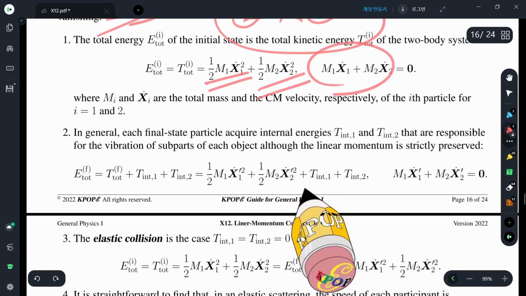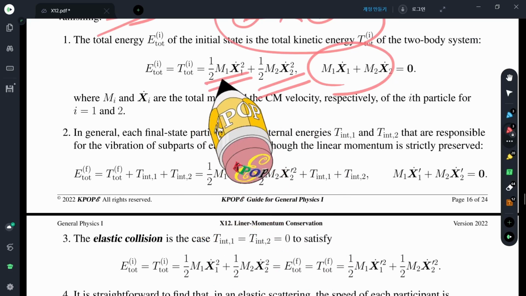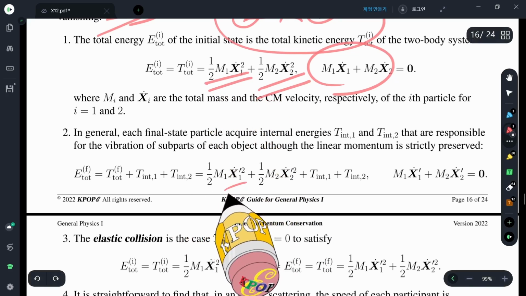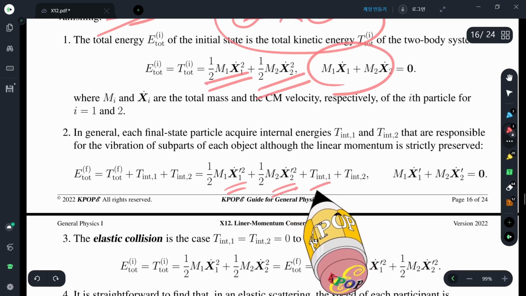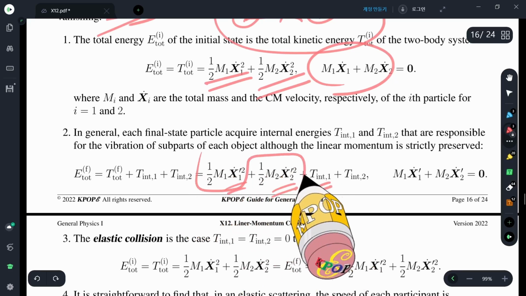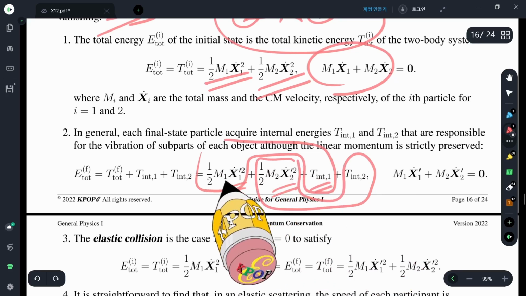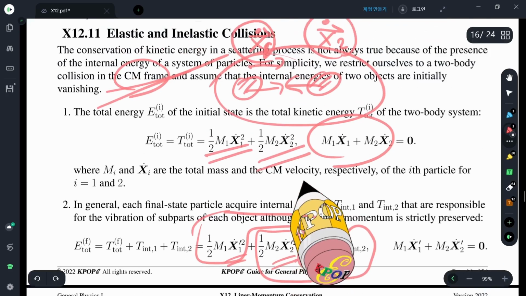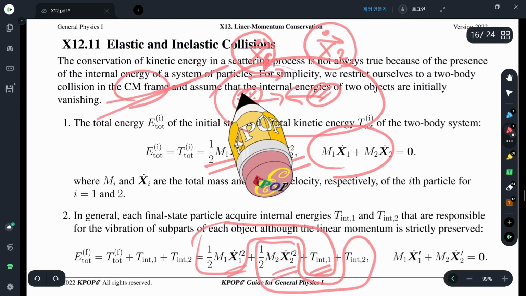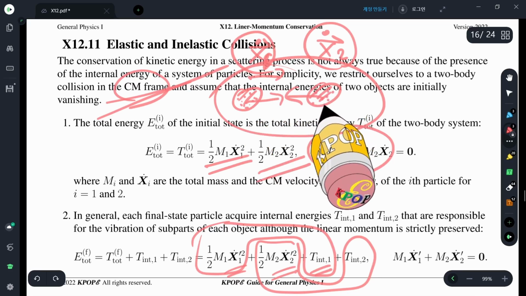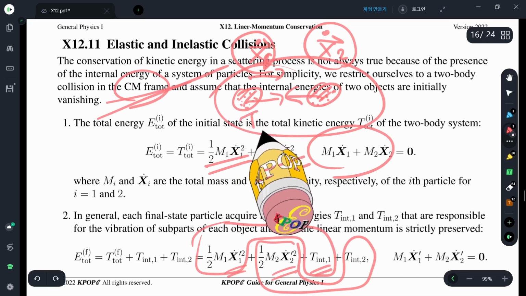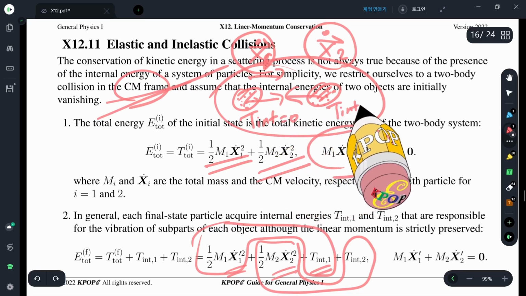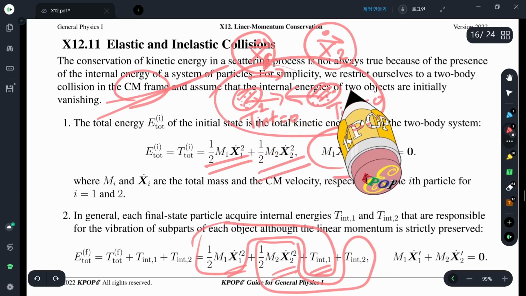At the final stage, they make a collision, and then each particle has its own kinetic energy and its internal energy, because this is a system of particles. A system of particles has internal kinetic energy, even though the initial system has no relative motion in its own system. So we assume that the initial state internal energy equals 0 for the first particle and the second particle.